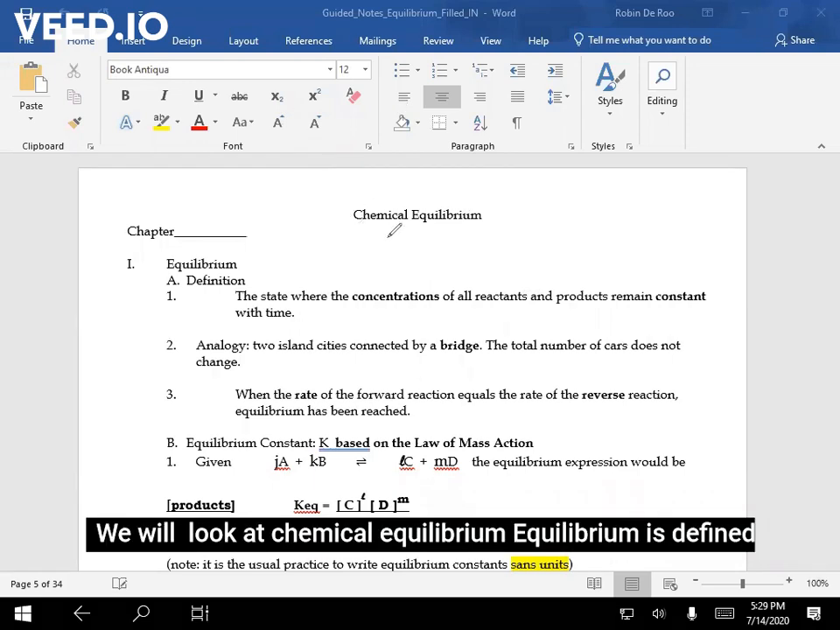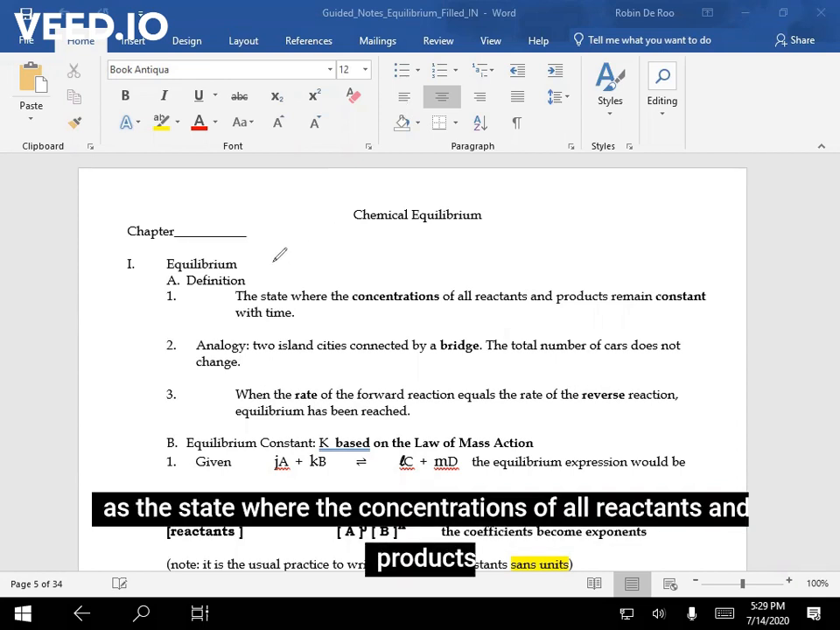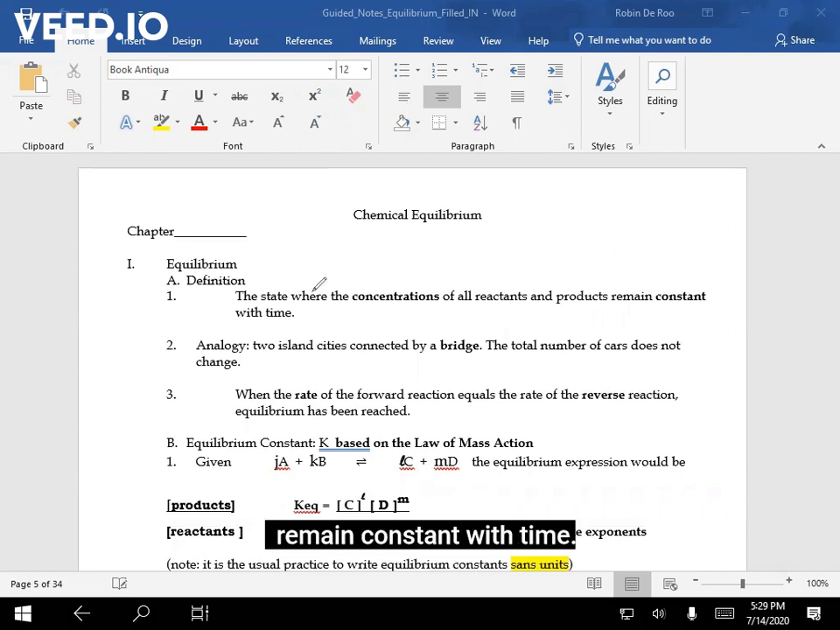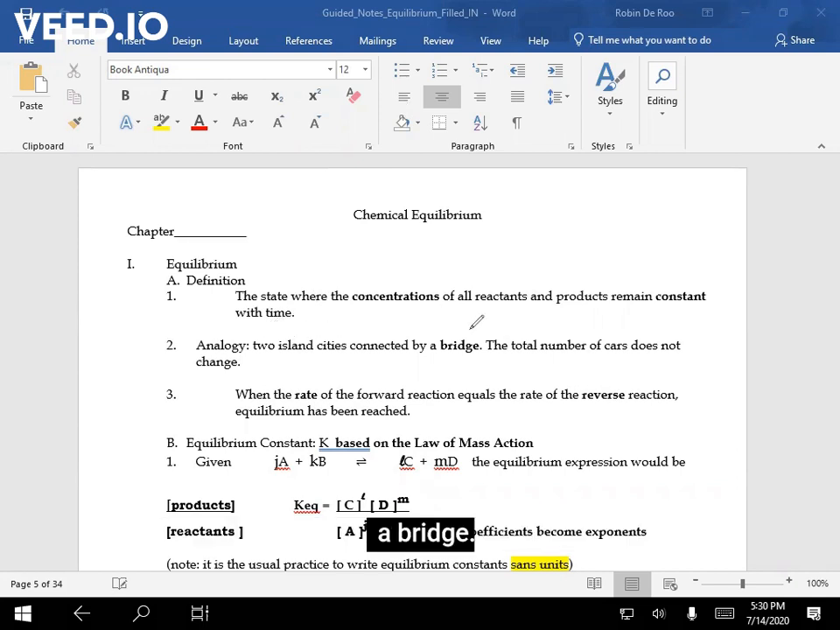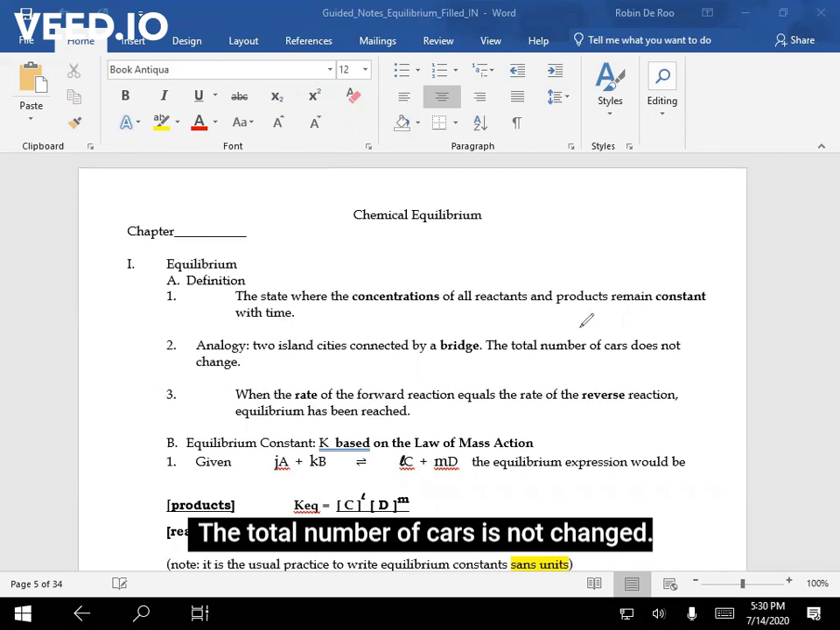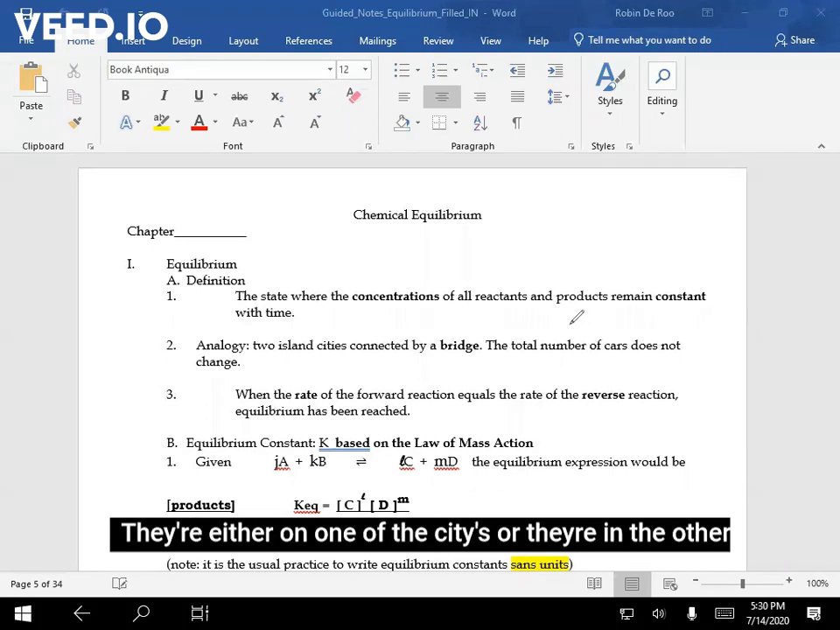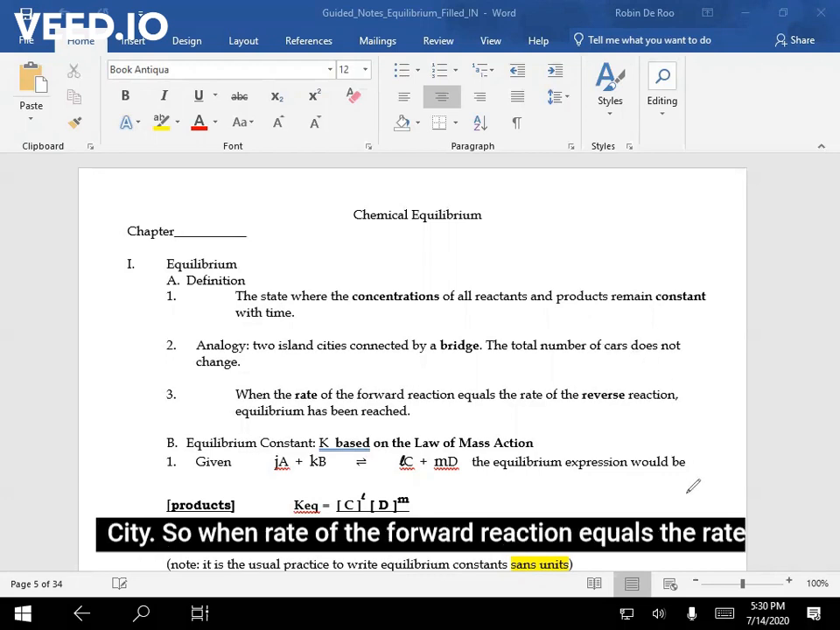We're going to look at chemical equilibrium. Equilibrium is defined as the state where the concentrations of all reactants and products remain constant with time. So for an example, you have two island cities connected by a bridge. The total number of cars does not change. They're either in one of the cities or they're in the other city.